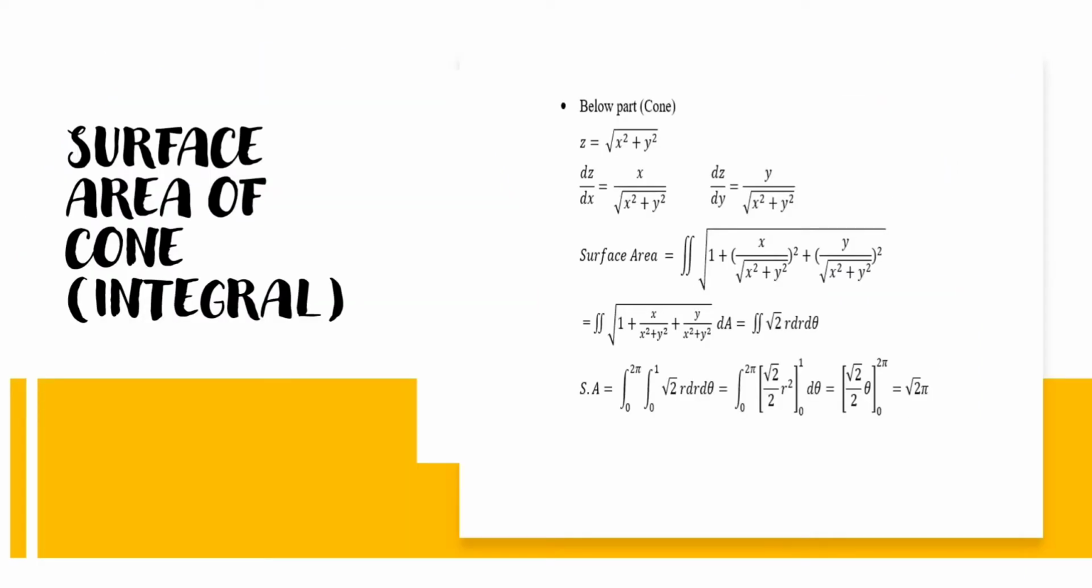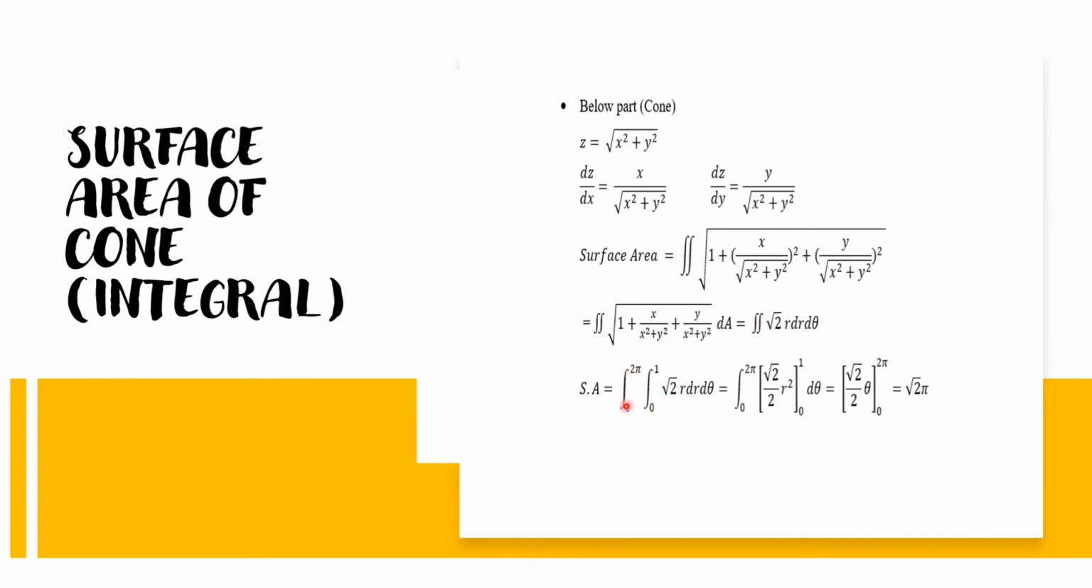So the next one is the surface area of the cone. So I got the equation z equals x squared plus y squared. We differentiate it in terms of x and y, we get this. And then for the surface area, using the formula square root of 1 plus (dz/dx) squared plus (dz/dy) squared, we got this full equation. And then cancel it out. This is equal to 1, square root 2, r dr d theta.